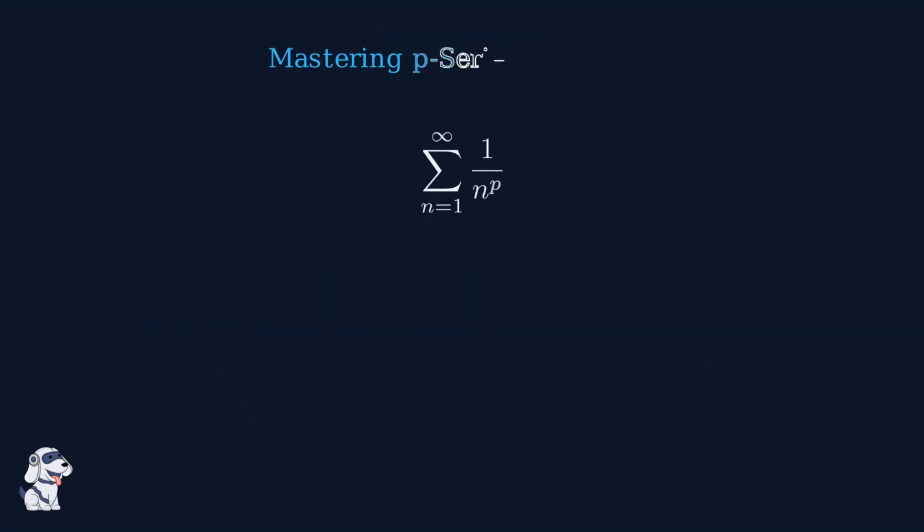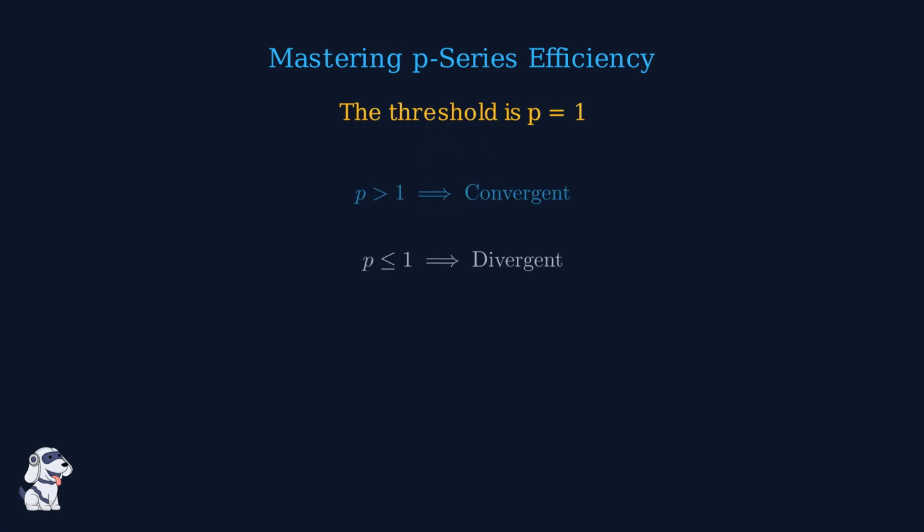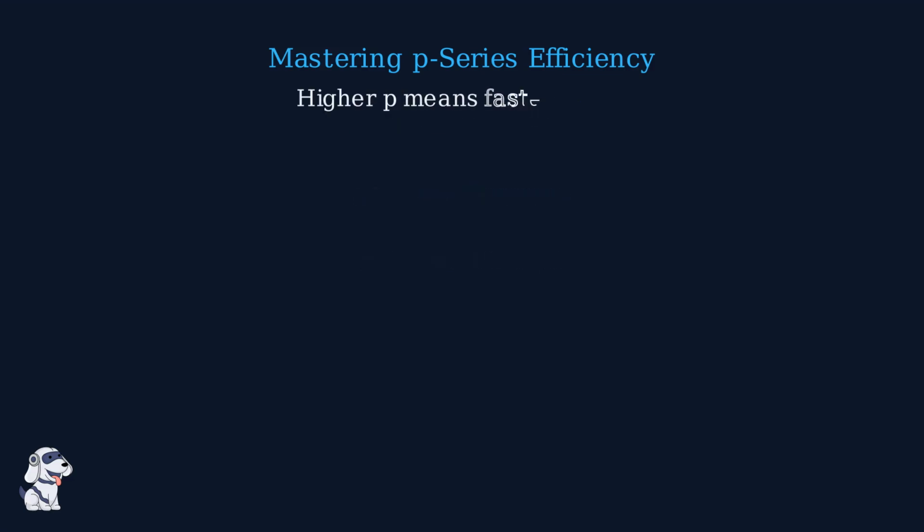The p-series is a cornerstone of efficiency in Calculus 2. It allows us to determine convergence by looking at the exponent p. Think of p as the speed at which terms approach 0. If p is greater than 1, the terms vanish quickly enough to keep the total sum finite. If p is less than or equal to 1, the terms don't decay fast enough.